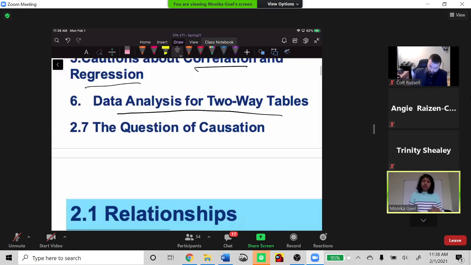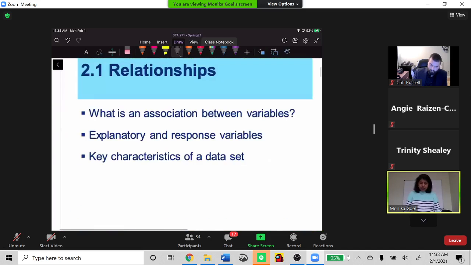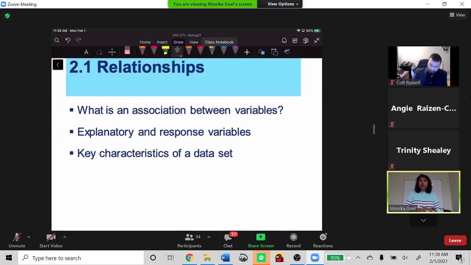And then we will also discuss causation. What is causation? What are the things we need to be careful when we say that there is causation or not? So relationship, again, what is an association between variables, explanatory response variable, and key characteristic of data set?